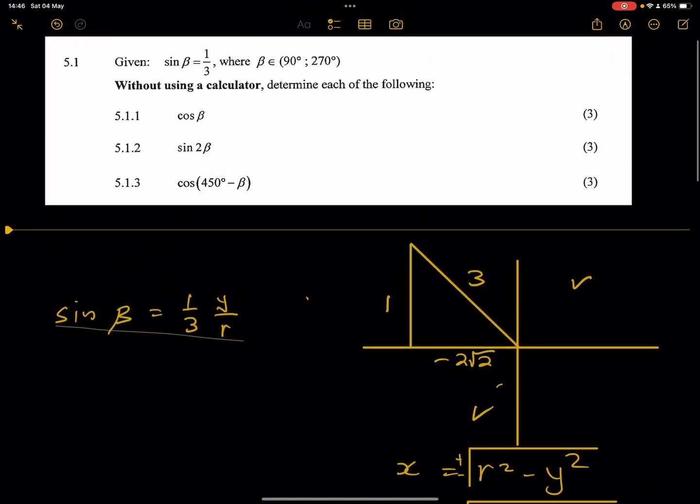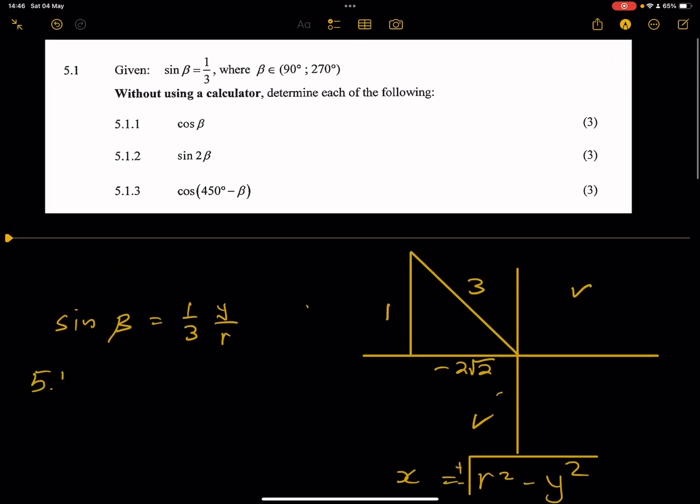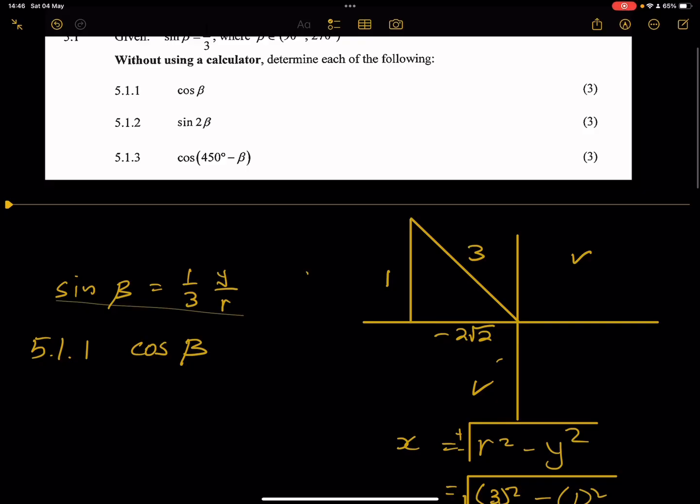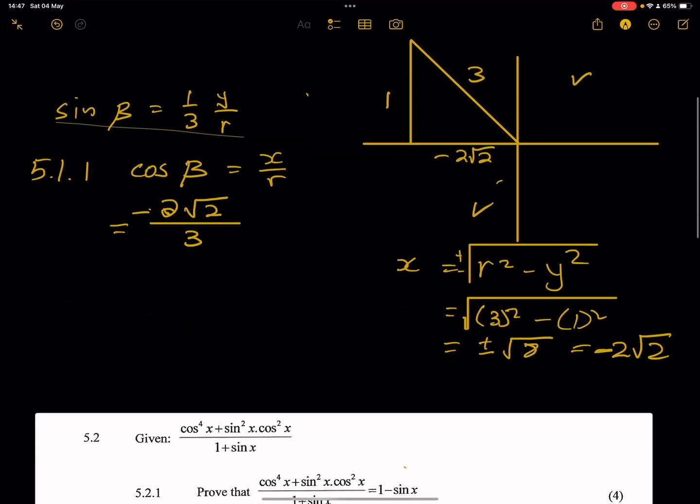Let me make just some more space there. For 5.1.1, we need to find out what the cos of beta is. Now remember, cos is x over r. So the cos of beta would be equal to x over r, which is in turn equal to minus 2 root 2 divided by our r value, 3. So that would be the cos of beta.